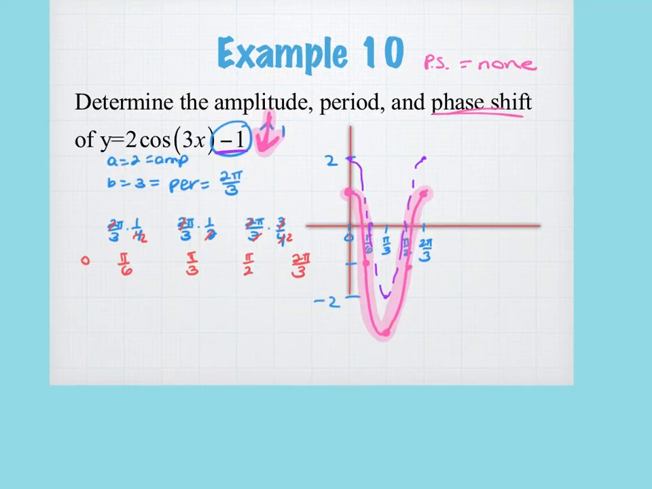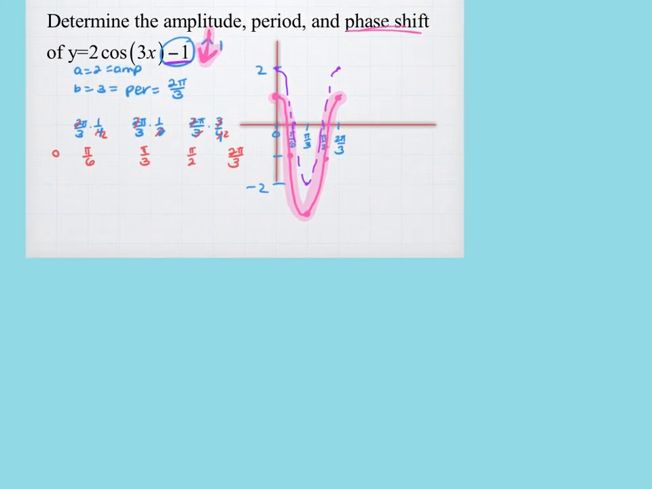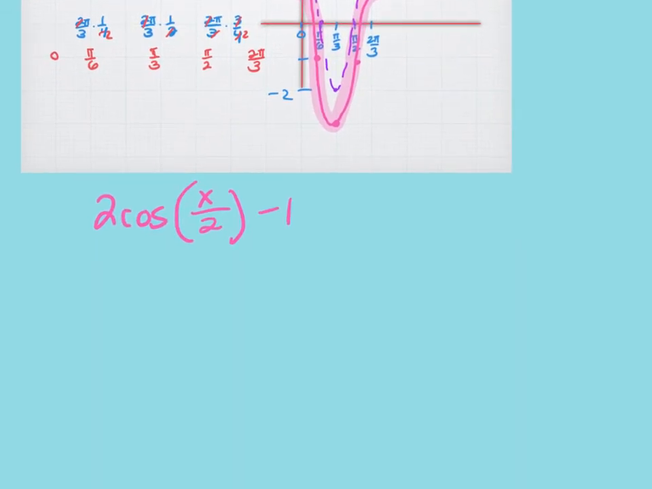Okay, so I just got a really good question. If the b is a fraction, like if it said 2 cosine of x over 2 minus 1, something like that. Remember, if it's a whole number, it squishes the graph, but if it's a fraction, the horizontal one, it actually stretches it out. So that b is a 1/2. So the period becomes 2 pi over 1/2. Keep, change, flip, and I get 4 pi.